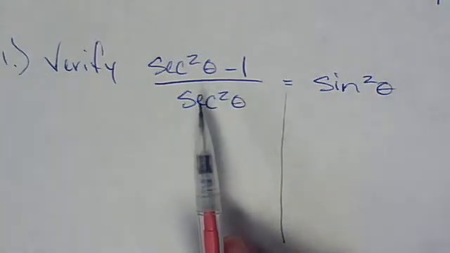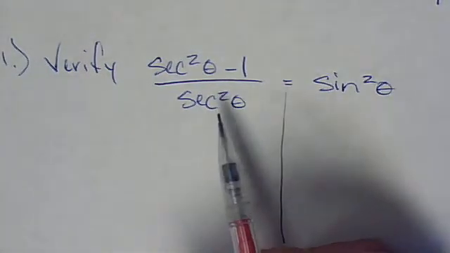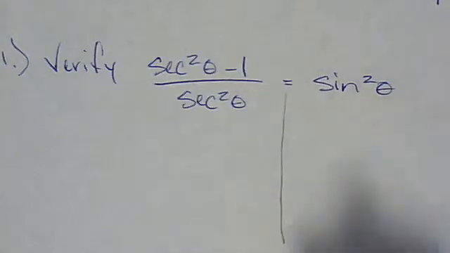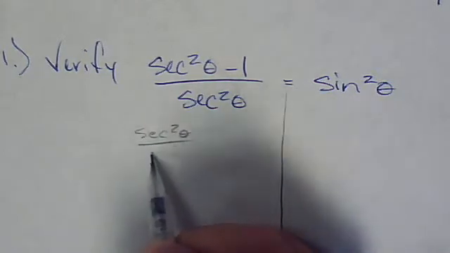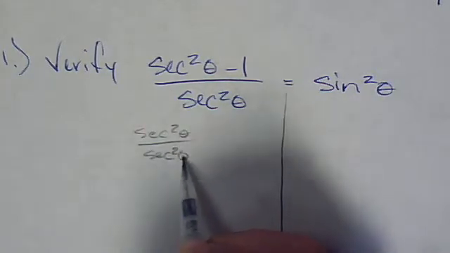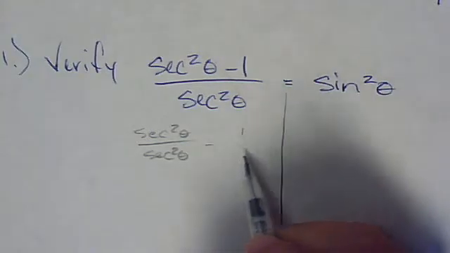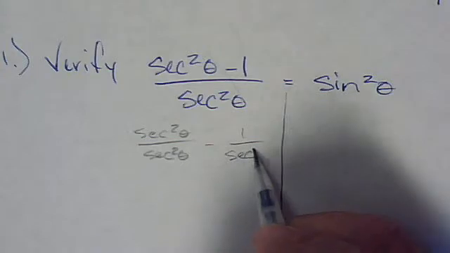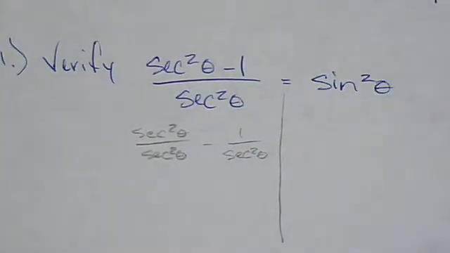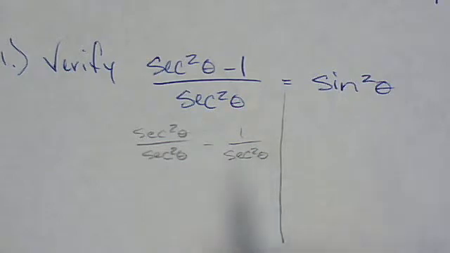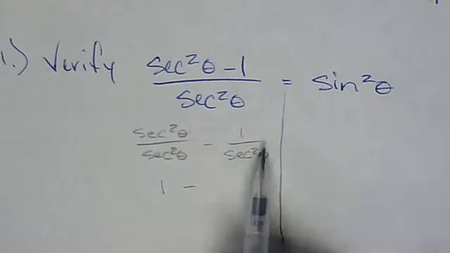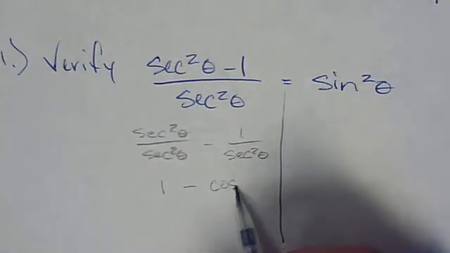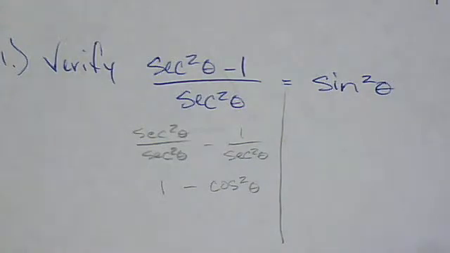So we could take secant squared minus 1 over secant squared. I can see this as two separate fractions, so I'm going to write that as secant squared theta over secant squared theta minus 1 over secant squared theta. So separate that into two separate fractions. Then I can rewrite this as 1 minus cosine squared theta. And then 1 minus cosine squared is sine squared.